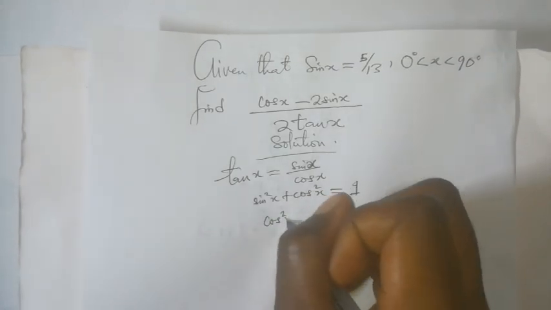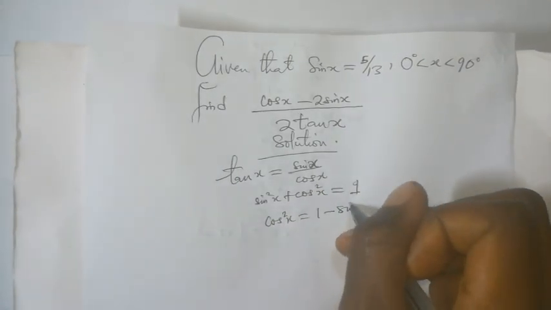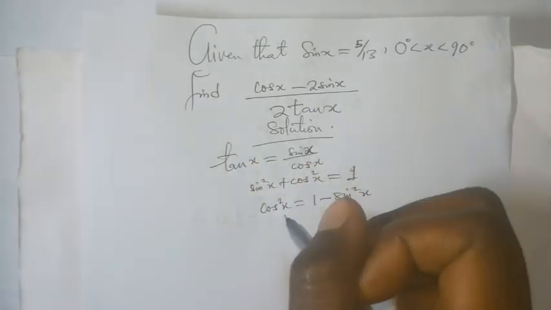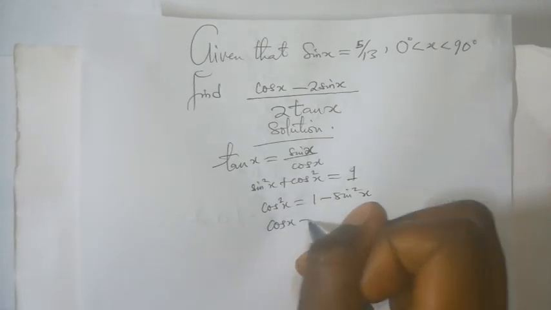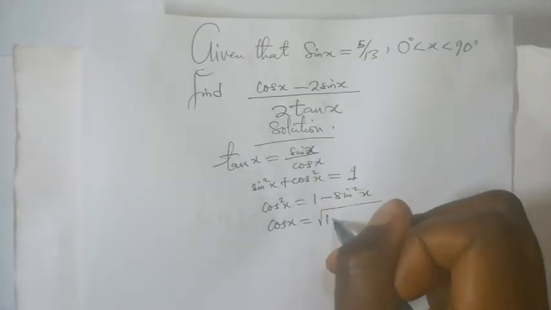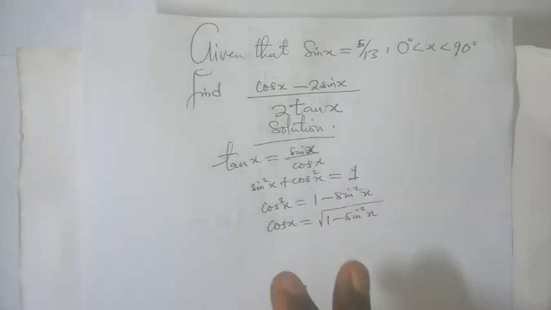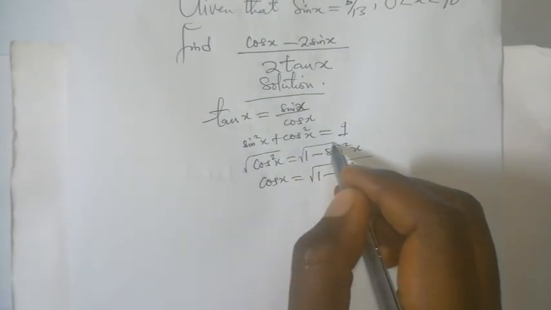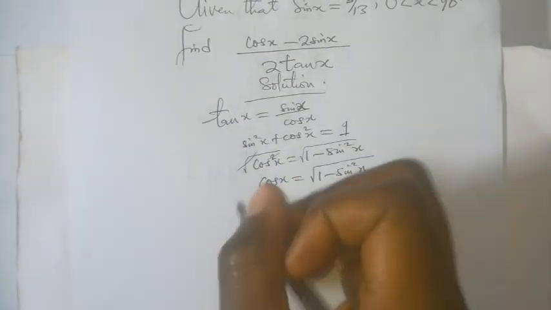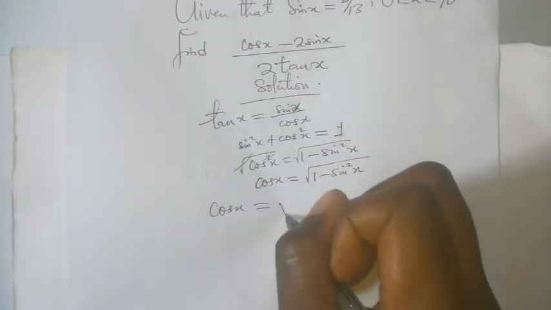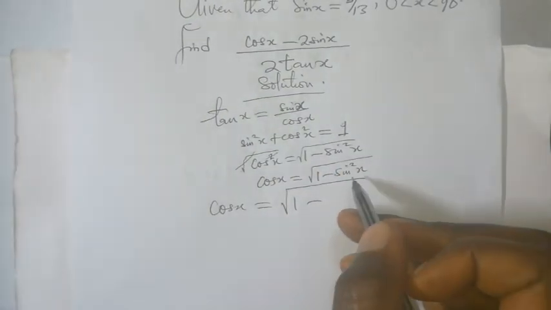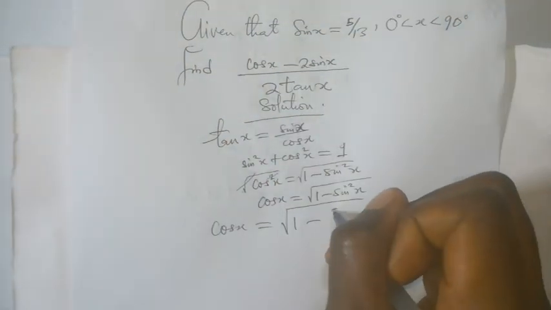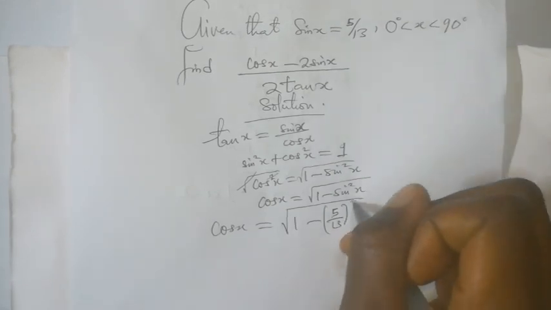So my cos square x is 1 minus sine square x, if I make cos x the subject, and what we are looking for is cos x. Cos x is now going to be the square root of 1 minus sine square x. You get it? That is when you take the square root of both sides. The square will cancel the square root, so we now have cos x is the square root of 1 minus our sine x, which is given in the question as 5 over 13, squared.